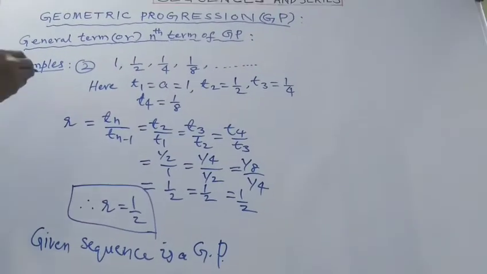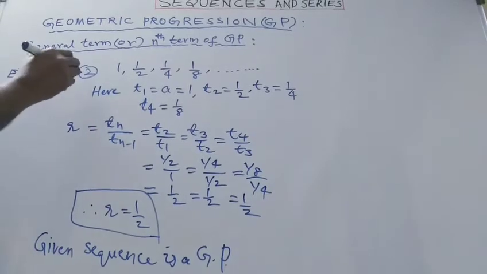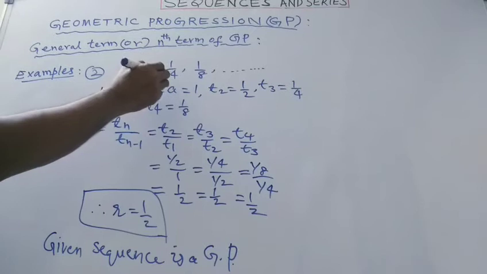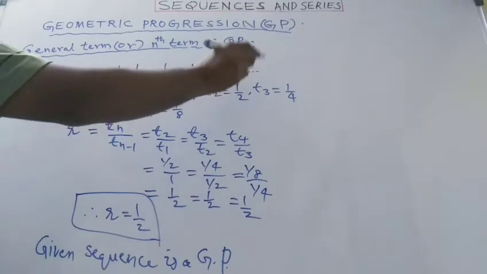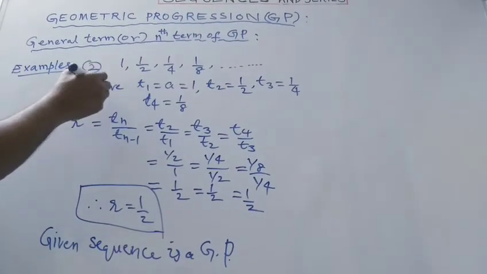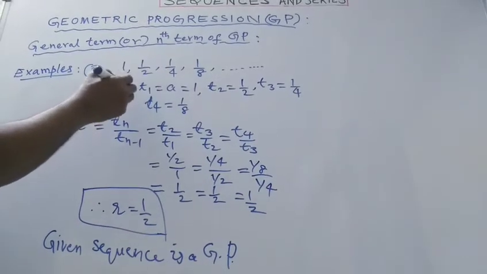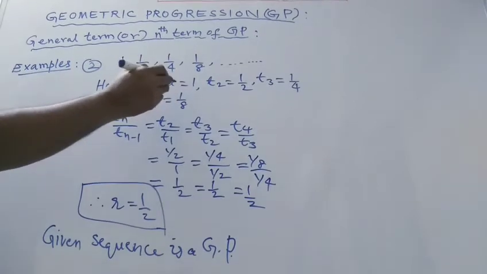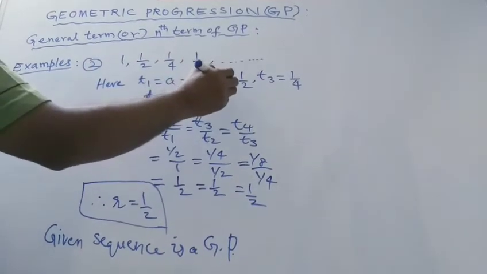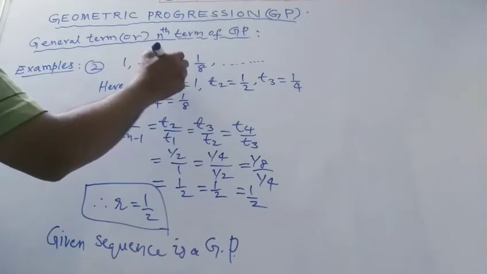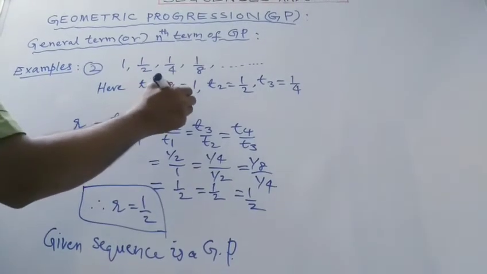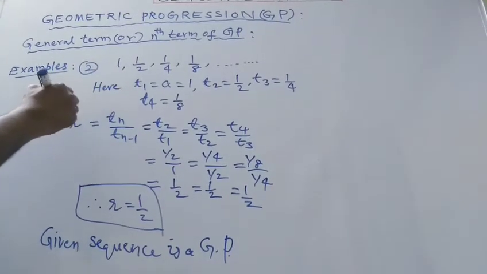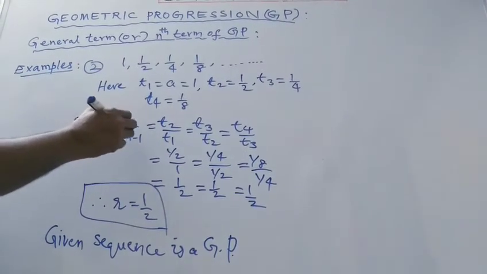Example 2. 1, 1 by 2, 1 by 4, 1 by 8, and so on. Here in this sequence the first term a is equal to T1 is equal to 1, the second term is equal to 1 by 2, the third term is equal to 1 by 4, and the fourth term is equal to 1 by 8. The common ratio of the geometric progression is R. R is equal to Tn by Tn minus 1.